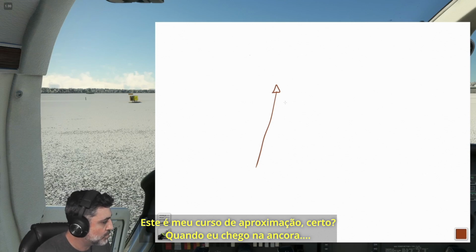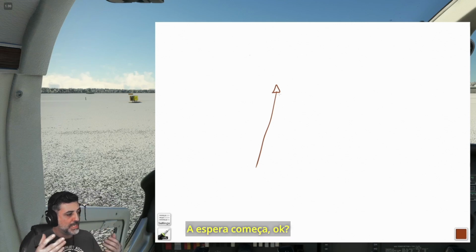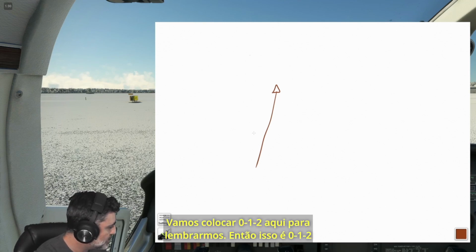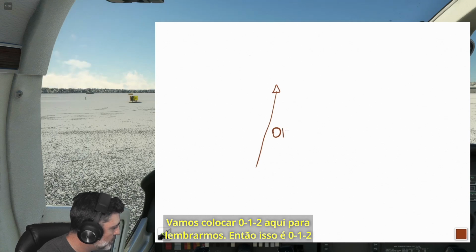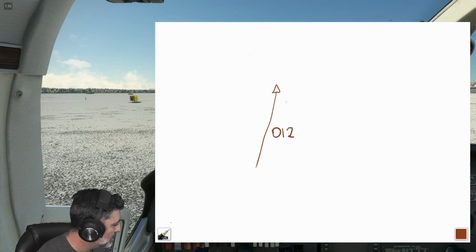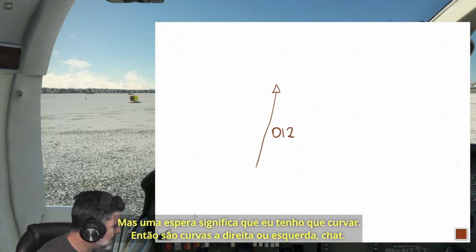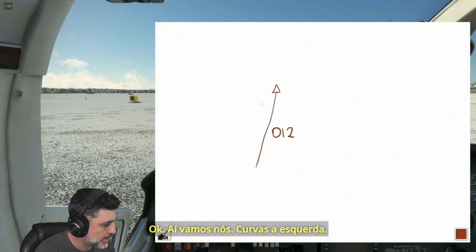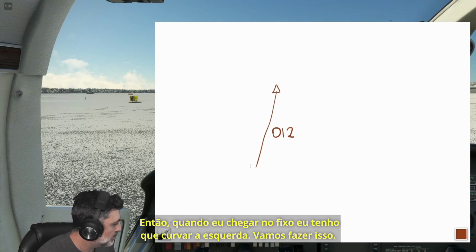When I get to the anchor, the hold begins. Okay? Let's put 012 in here so we know. So this is 012. Okay, cool. But a hold means that I have to turn. So, is it right turns or left turns, chat? Okay, there we go. Left turn. So, when I get to the fix then, I have to turn left.